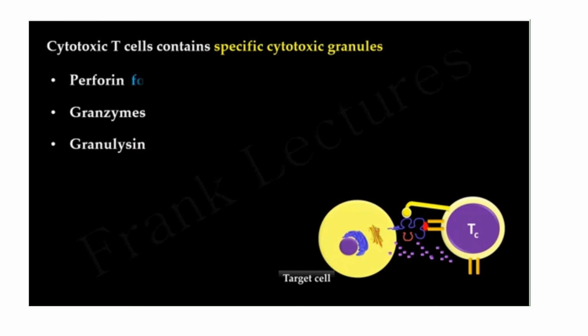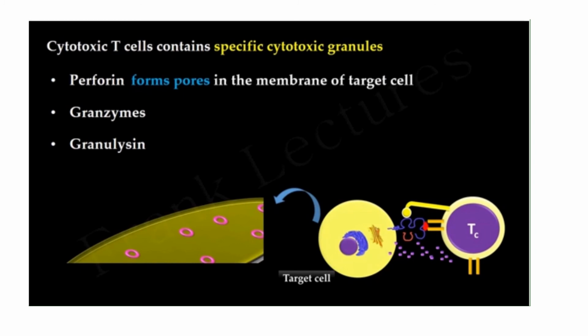Perforin forms pores in the membrane of the target cell. This damages the target cell and it also forms a passage for other granule contents into the target cell. Granzymes enter the target cell through these pores and cause apoptosis or programmed cell death. Thus, the target cell is degraded from within.